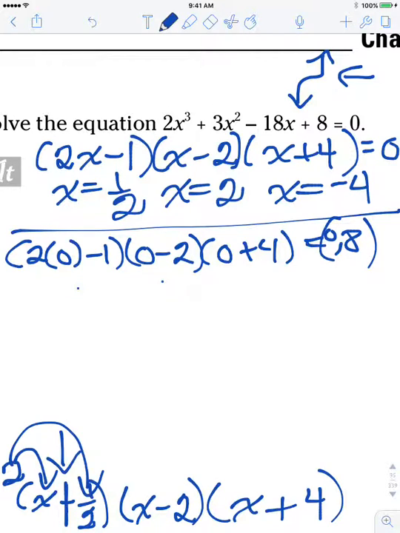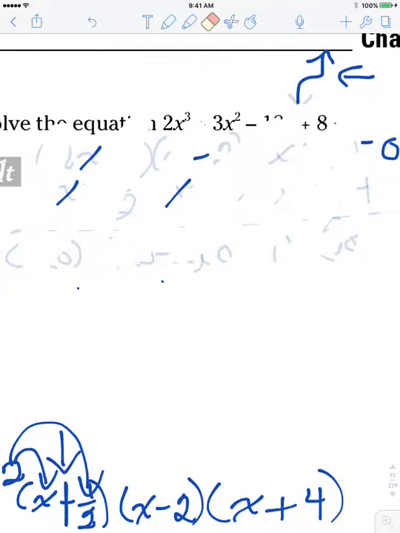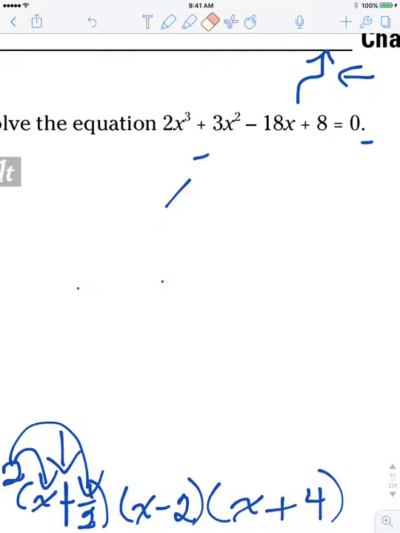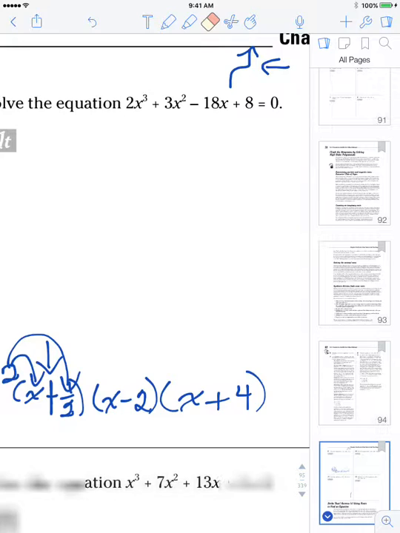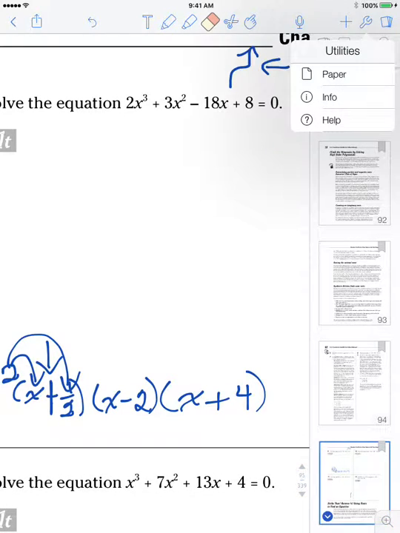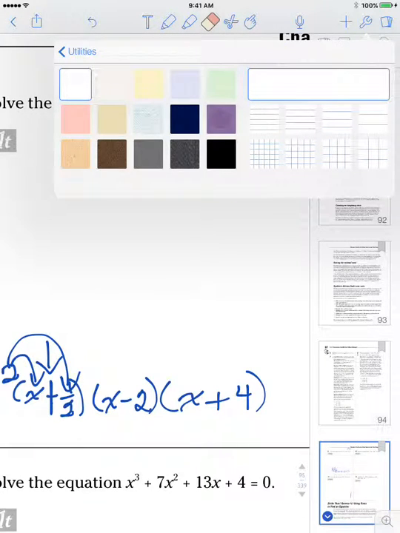Okay, let's go ahead and graph this. So I'm just going to erase to give me more room. And let's see if I can get different paper here. Yes, we want graph paper. Okay. Come on.